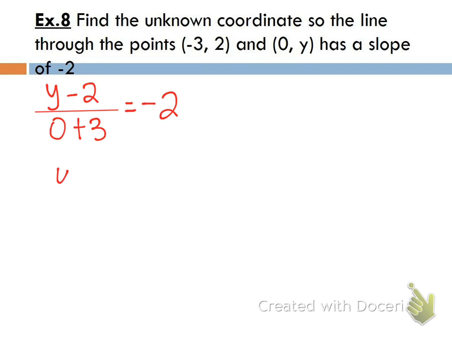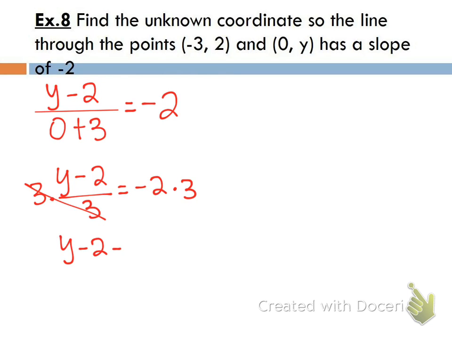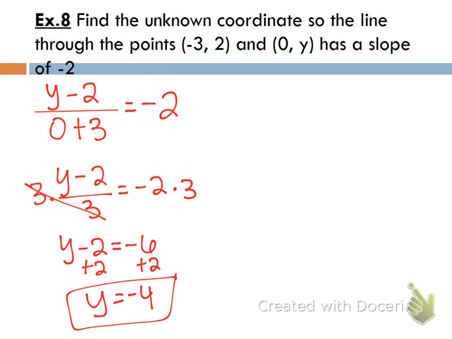We can simplify this a little bit because in my denominator 0 plus 3 is just 3. How am I going to start solving for y? Multiply both sides by 3. We got to get rid of that big fraction bar first. So the 3's would cancel out on the left. We're left with y minus 2 equals -6. Now what would we do? Add 2 on both sides. We get y equals -4. Questions about example 8?